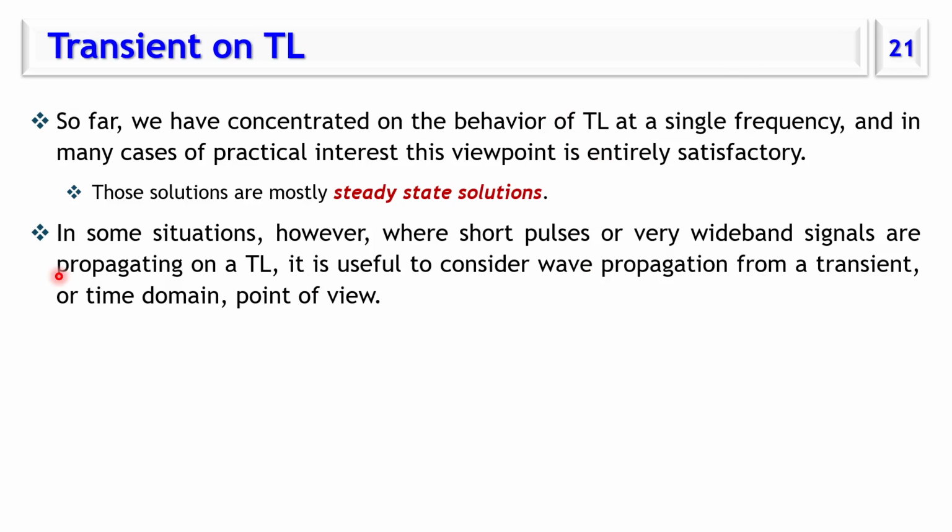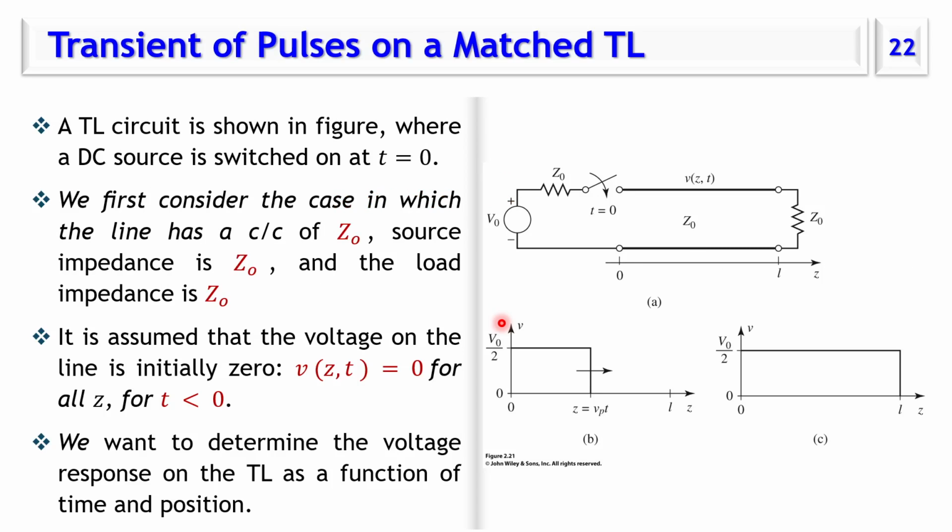So in some situations, like when we have a very short pulse, short in time, it is translated into a very wide band signal in frequency, and the transient in this case is sometimes important and needed, and this is what we're going to study now.